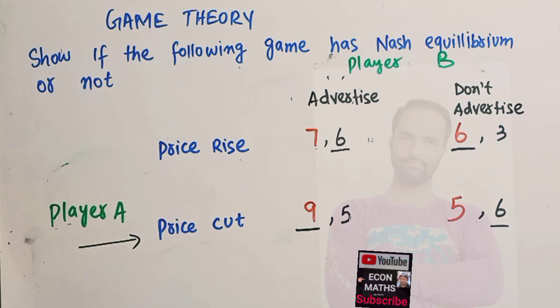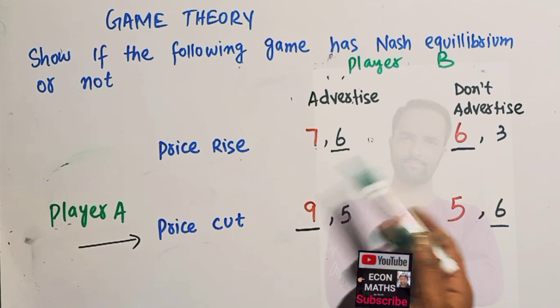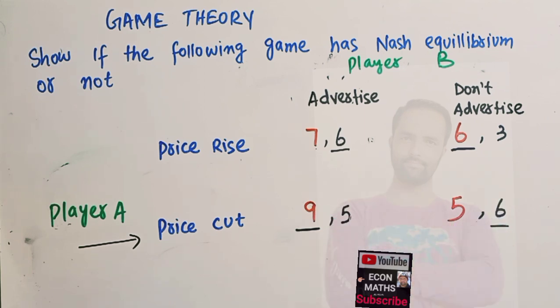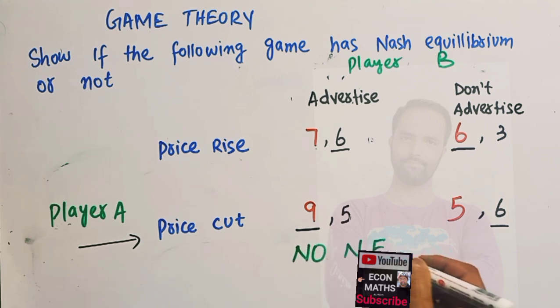As I have told you initially, there will be Nash equilibrium when both the elements of a cell are underlined or encircled. Here, there is no cell where both the elements are underlined. That is sufficient to say that there is no Nash equilibrium in this game.